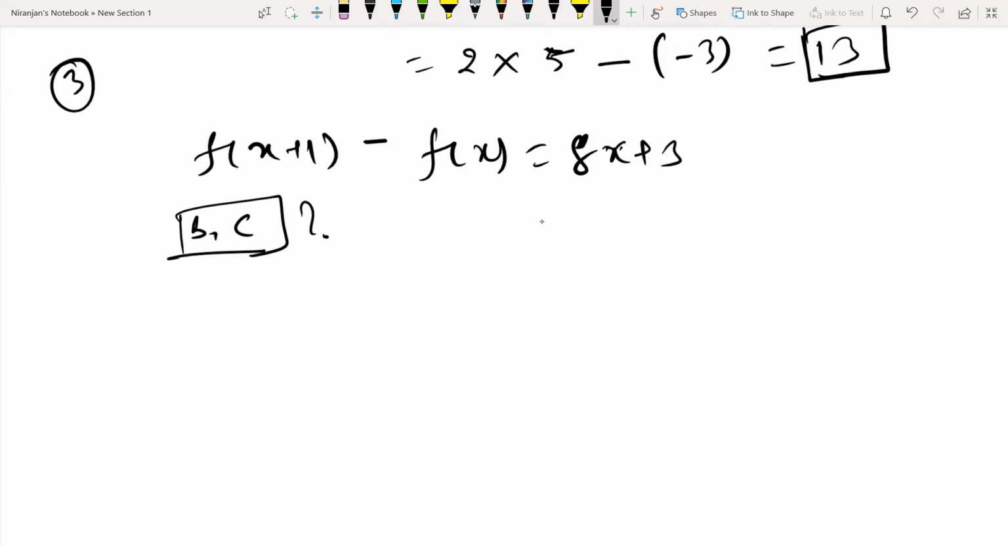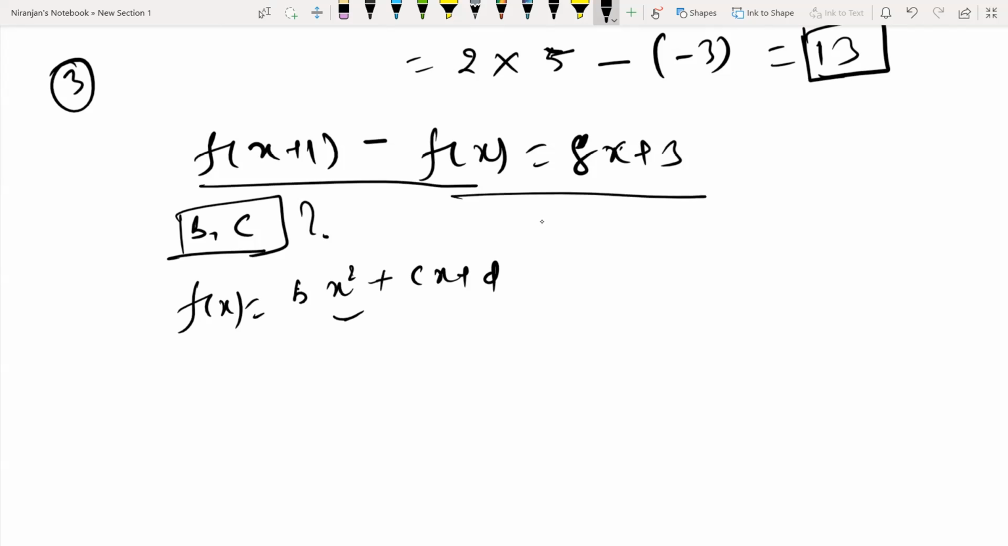So what exactly did you guys do? I'm sure you just used this expression bx squared plus cx plus d, substituted x with x plus 1, and solved this whole expression. That's what you guys did. If you don't have any doubt, then I would like to skip this one. Why should I waste time? Anyone who was not able to get the answer, B is going to be 4 and C is going to be -1. That's what I also got.